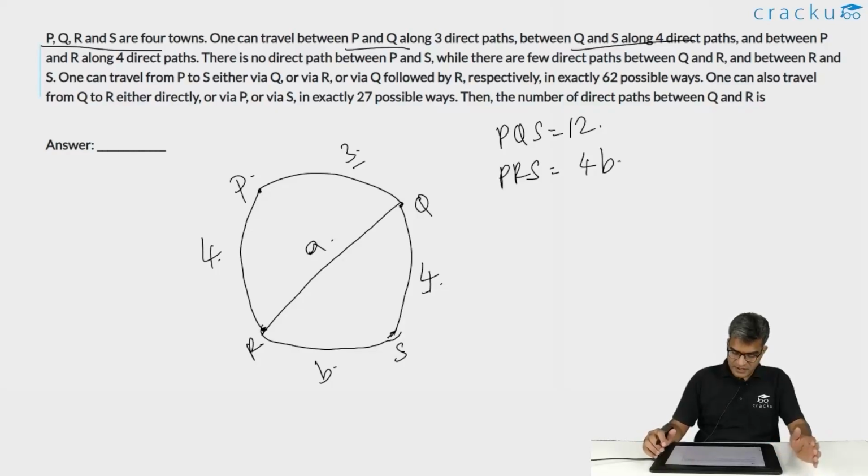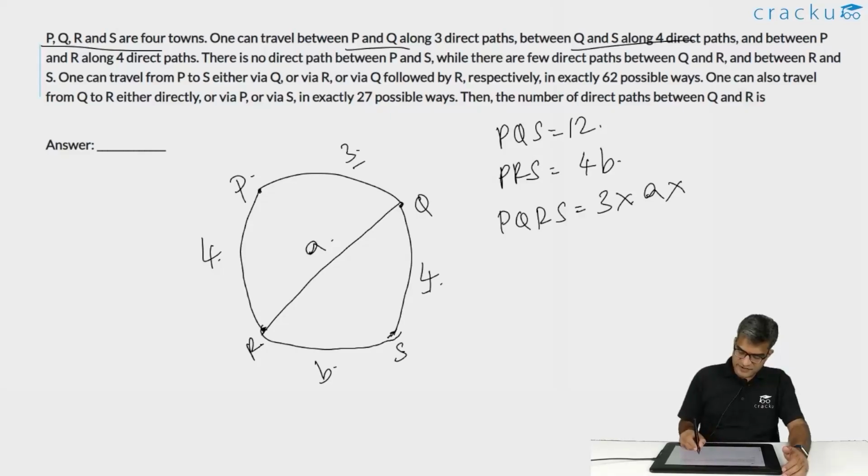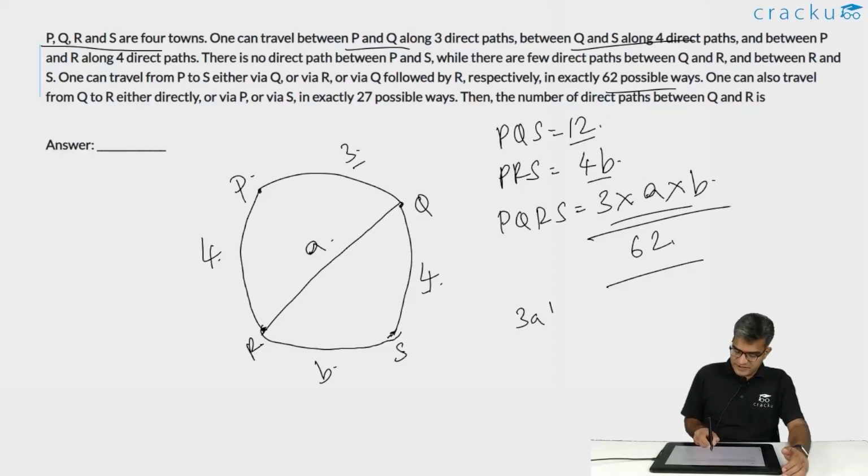Or via Q followed by R, PQRS, this can be done in P to Q is 3 ways, Q to R is A ways, R to S is B ways, in exactly 62 possible ways. So the sum of all of them is 62. So 12 plus 4B plus 3AB is 62, or 3AB plus 4B is equal to 50, or B into 4 plus 3A is equal to 50.